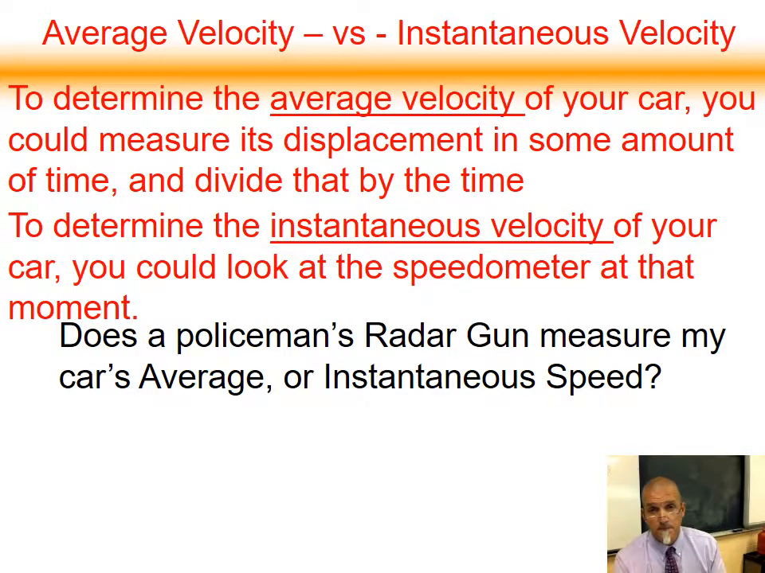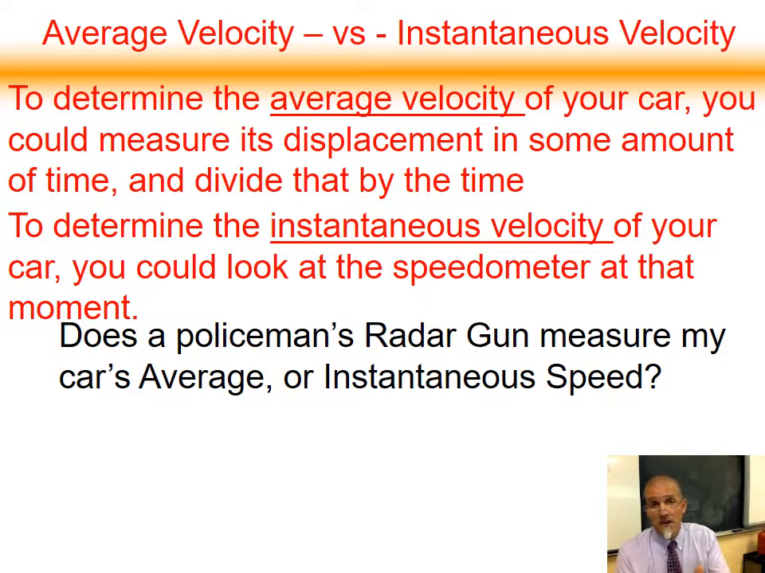So a question for you. Does a policeman's radar gun measure my car's average or instantaneous speed? Traveling through Hampton Ridge, I'm on Henderson Road, and I'm flying along at 45 miles per hour, let's say. And the policeman's radar gun hits my car, and he gets a display on his radar gun that tells how fast I'm going. Does that give my average or my instantaneous? Well, of course, unfortunately, it gives my instantaneous speed. It gives the speed of my car at the moment that radar signal hits my car.